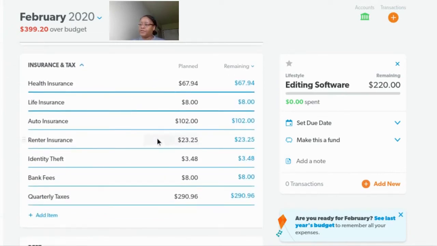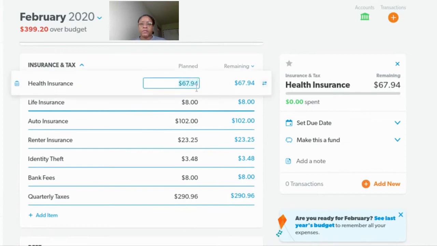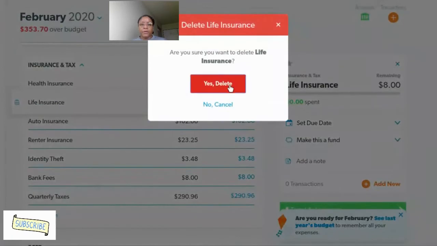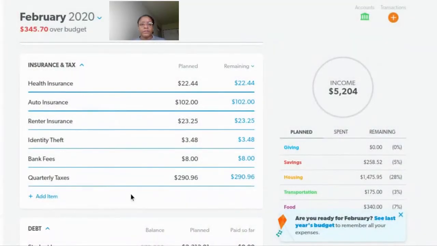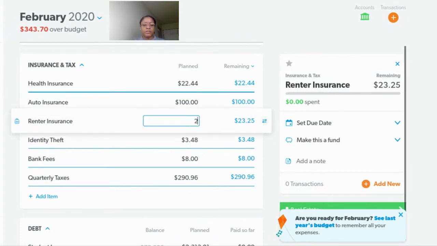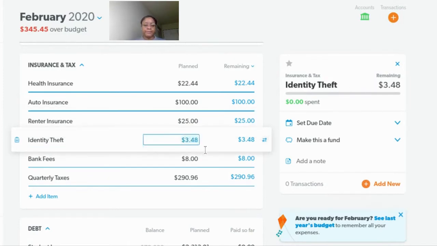Okay, my health insurance, and this is where things are going to change a little bit. So $22.44. I dropped down to a lower tier, so that's why I don't pay as much as I was before. Deleting out life insurance. Auto insurance, I'm still estimating $100. I think that one is supposed to change. Renter's insurance, I'm sticking with $25. Identity theft is going to be $6.96.